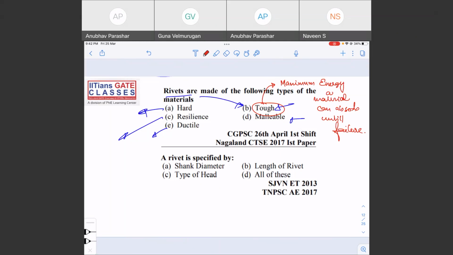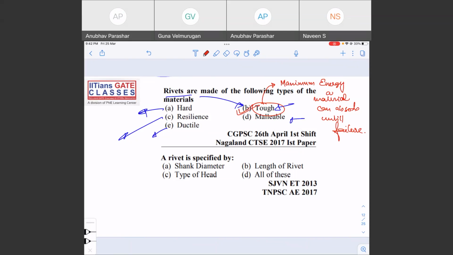Right? So for rivets, what is the total amount of energy the rivets can absorb until failure? That is nothing else but toughness. So the better the toughness, the more energy the rivets will absorb before failure. So the time taken for failure will be more, or you can say you can apply more load onto the rivets. So the precise answer, the best answer, will be toughness.